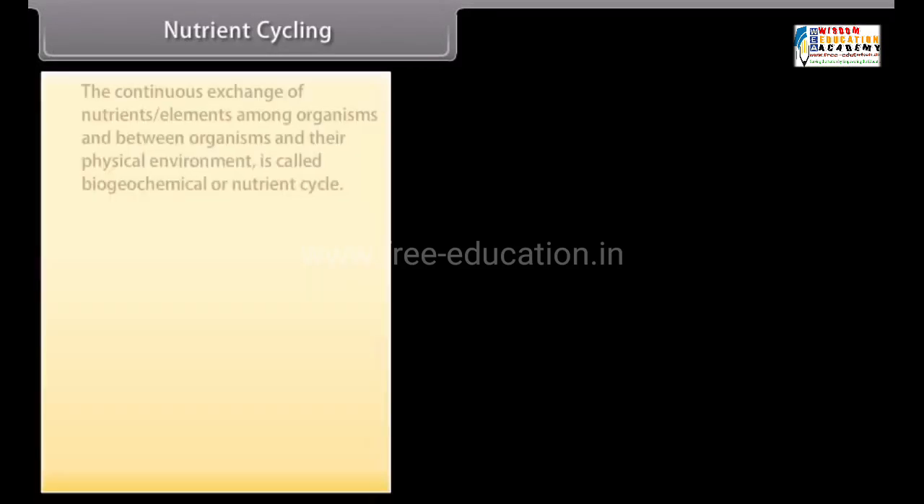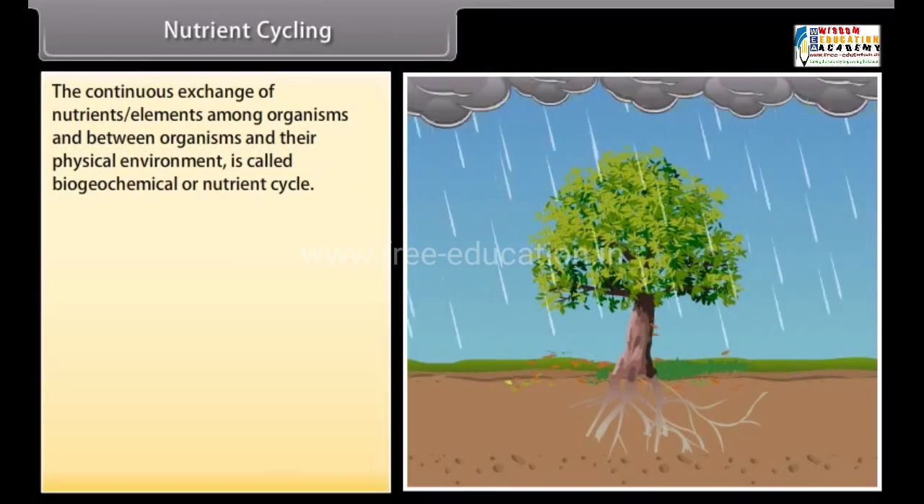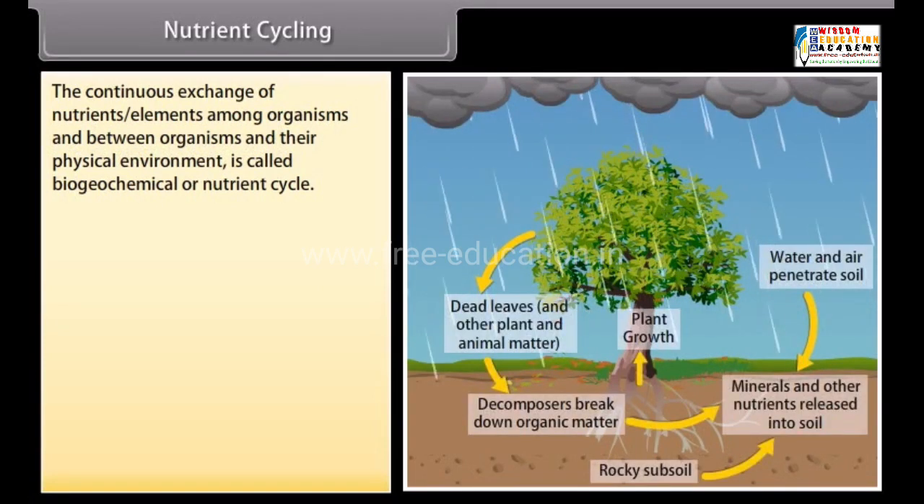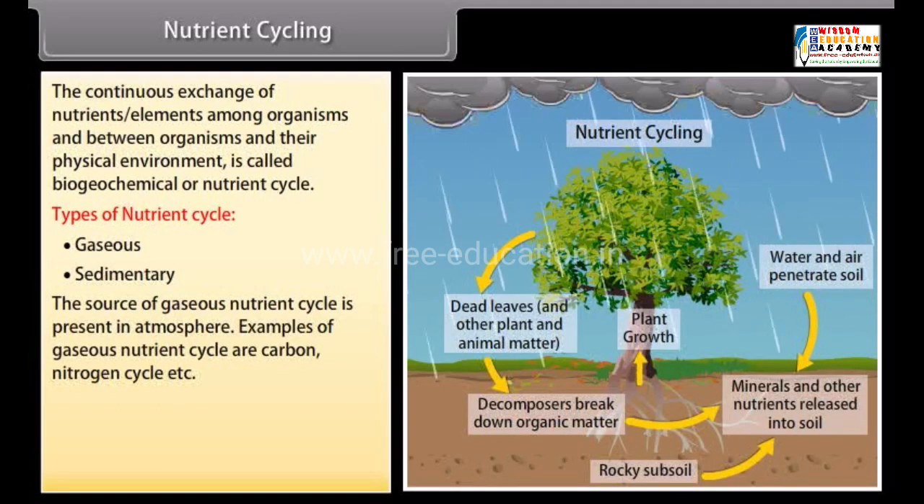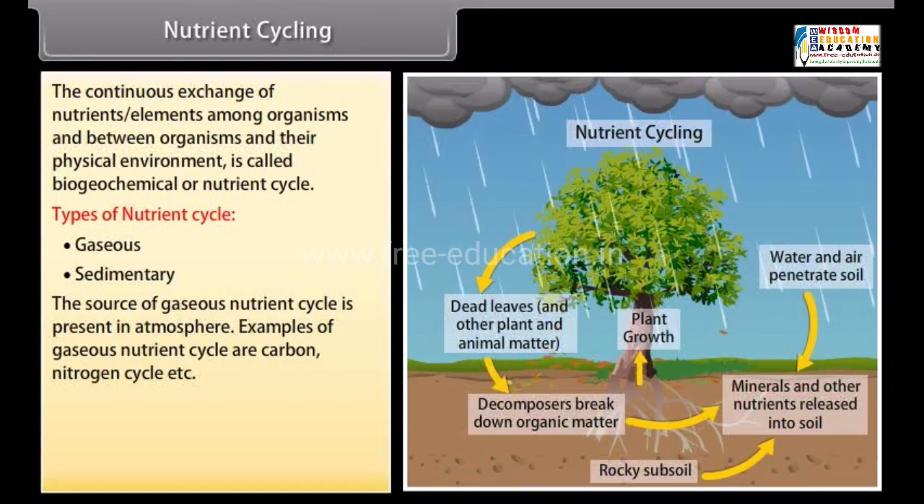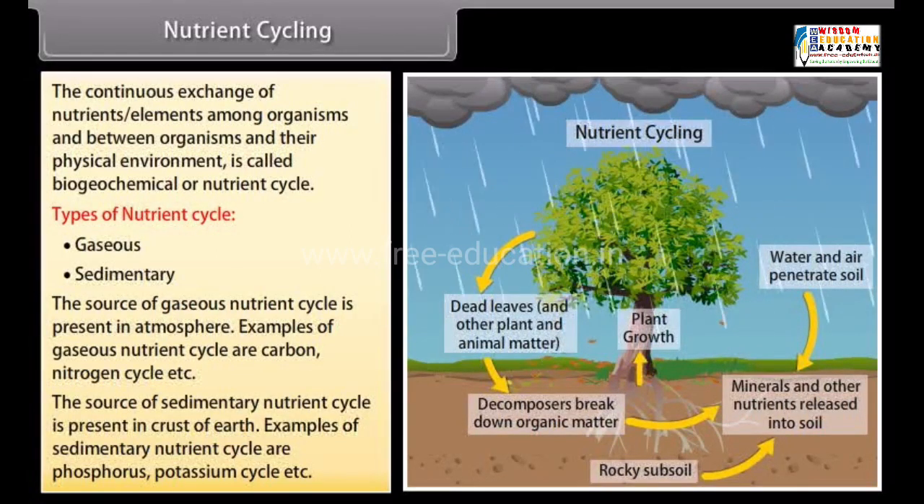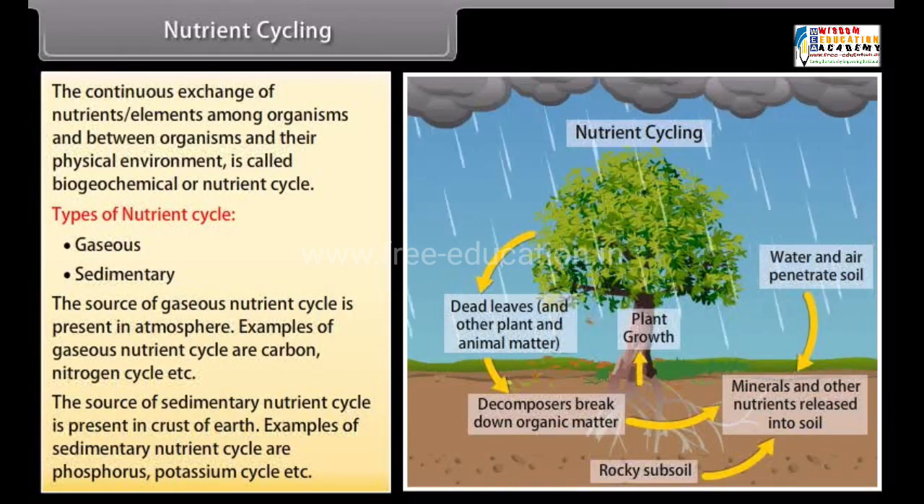Nutrient cycling: the continuous exchange of nutrients and elements among organisms and between organisms and their physical environment is called biogeochemical or nutrient cycle. Types of nutrient cycle: gaseous and sedimentary. The source of the gaseous nutrient cycle is present in the atmosphere. Examples of gaseous nutrient cycles are the carbon and nitrogen cycles, etc. The source of the sedimentary nutrient cycle is present in the crust of the earth. Examples of sedimentary nutrient cycles are the phosphorus and potassium cycles, etc.